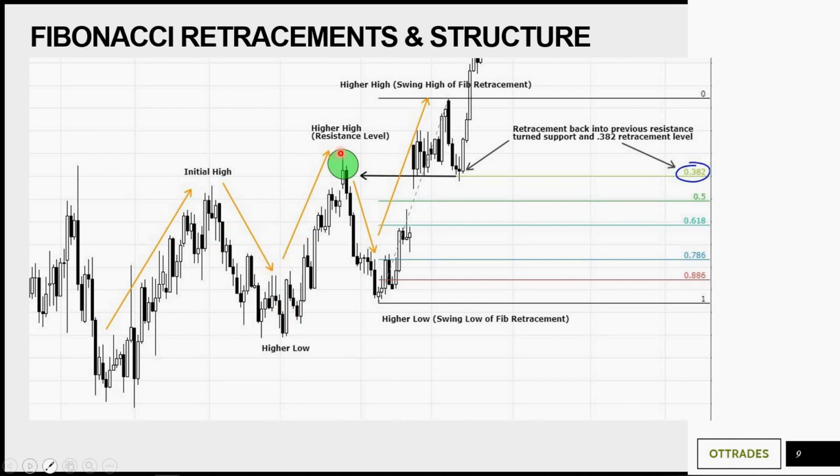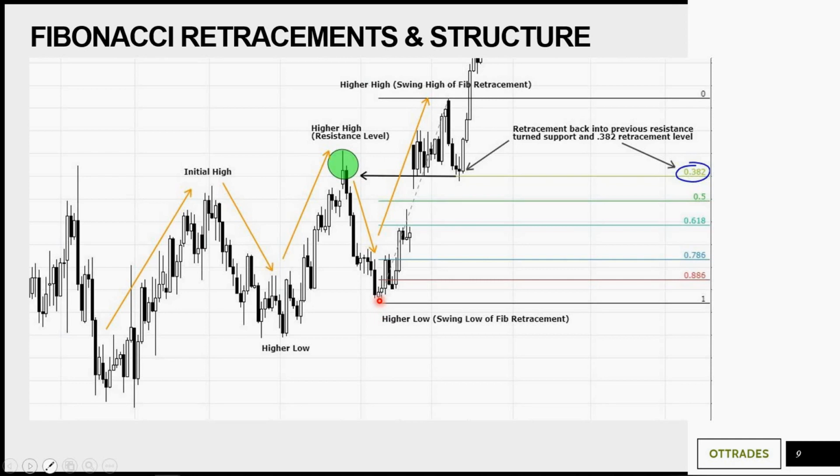So we've got a higher high, pull back down, a higher low again, which is the swing low of our fib retracement, pull back up, another higher high, confirming that bullish trend again. So we've got higher high, higher low, higher high, higher low, higher high, even more confirmation of that bullish trend. And then we've got another pullback to form a higher low again, and that pulls back nicely into this previous resistance level, which has now been broken through and turned into support.